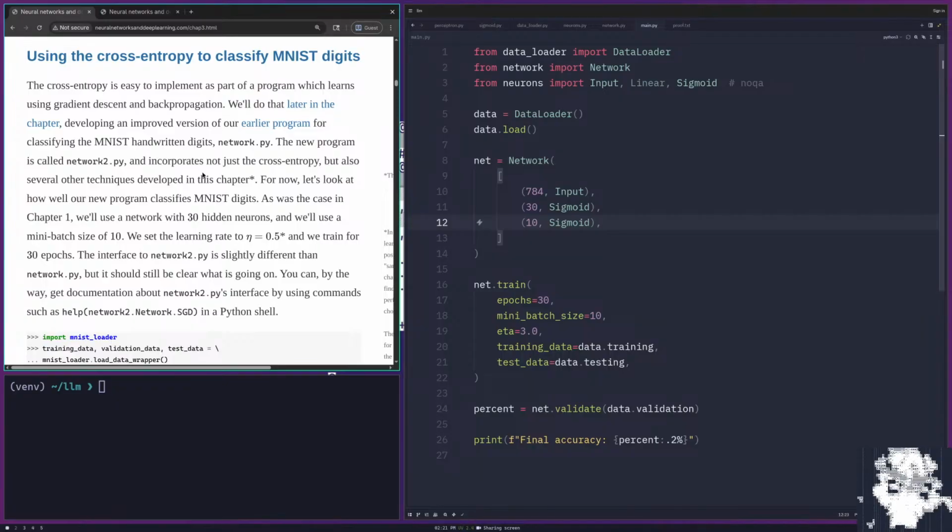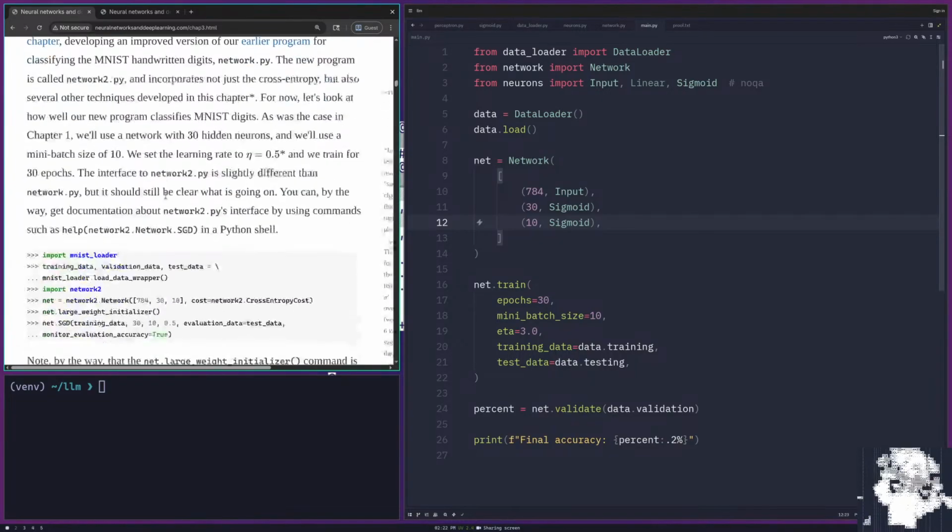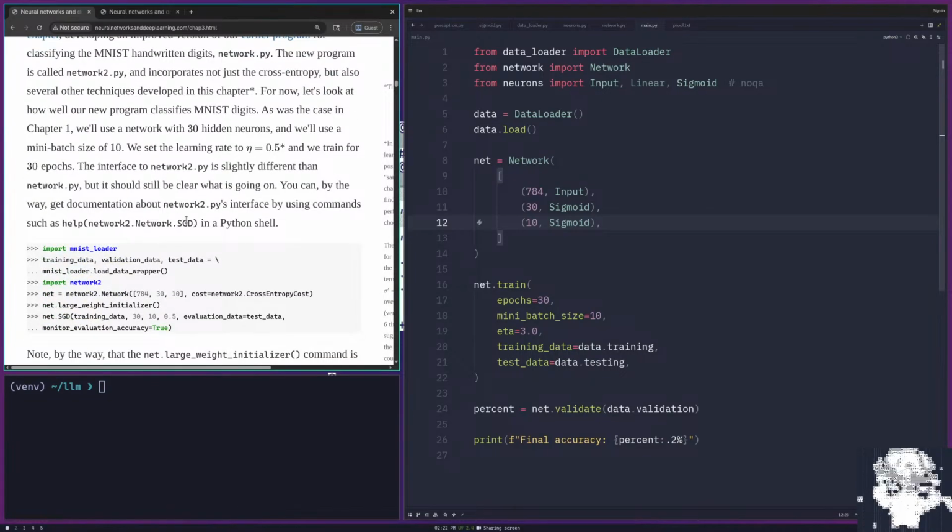As was the case in Chapter 1, we'll use a network with 30 hidden neurons, and we'll use a mini batch size of 10. We set the learning rate eta equals 0.5, and we train for 30 epochs. The interface to network2.py is slightly different than network.py, but it should still be clear what's going on. You can, by the way, get documentation about network2.py's interface by using commands such as help(network2.Network.SGD) in a Python shell. So cost is a function that's getting passed in here.